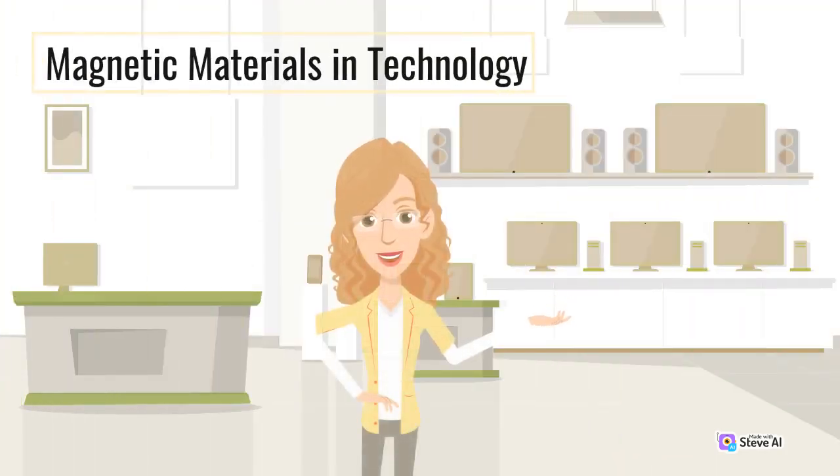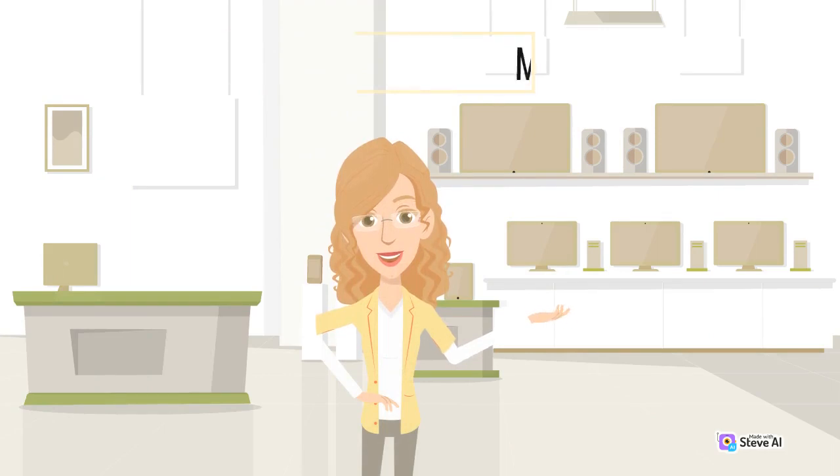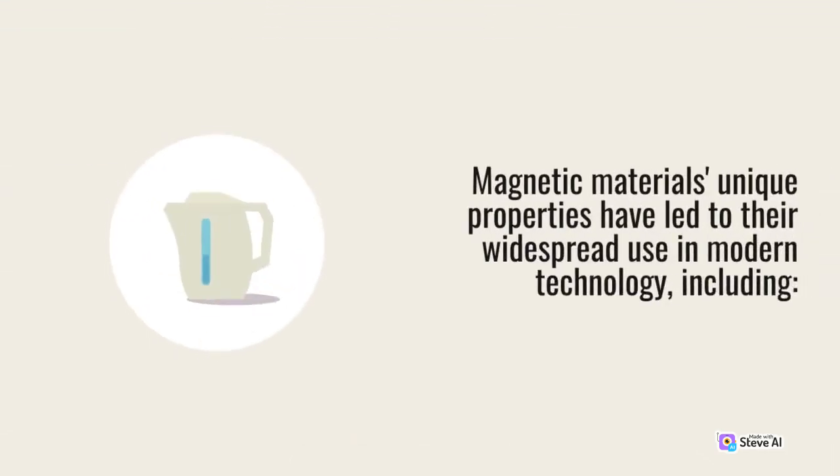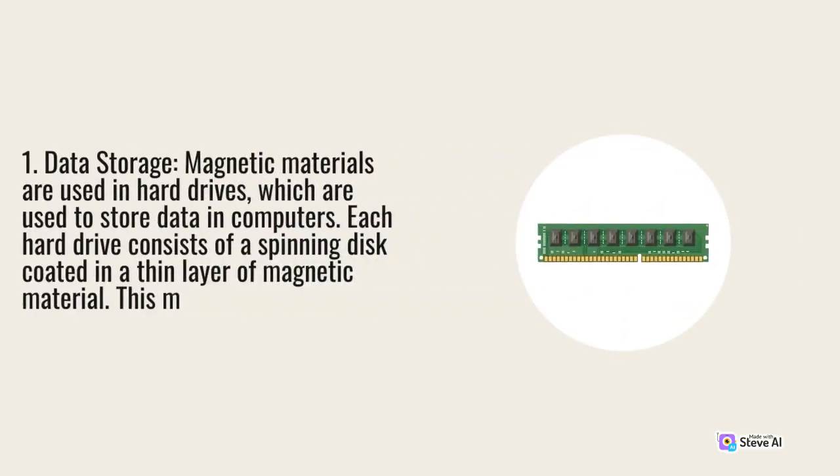Magnetic materials and technology. Magnetic materials' unique properties have led to their widespread use in modern technology, including: 1. Data storage. Magnetic materials are used in hard drives, which are used to store data in computers. Each hard drive consists of a spinning disk coated in a thin layer of magnetic material.